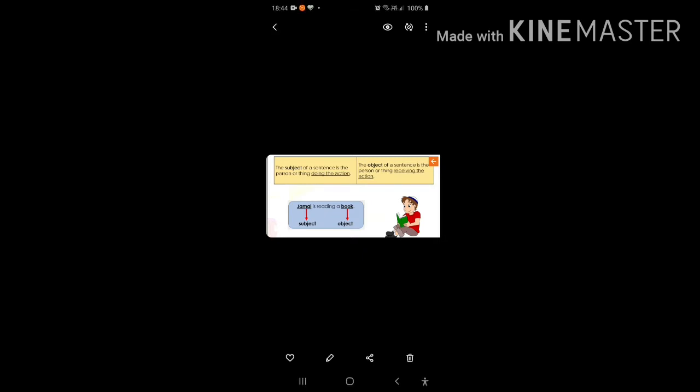Let us see an example. Jamal is reading a book. Here Jamal is doing the action, so it is a subject. And book is an object because it is receiving the action. Now children, let us see. Subject pronouns perform actions in the sentence. Examples are I, we, you, he, she, it and they.